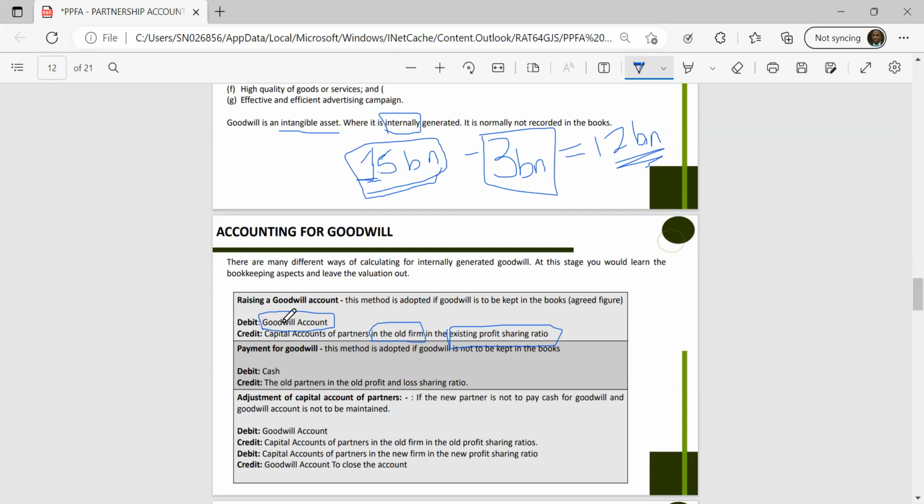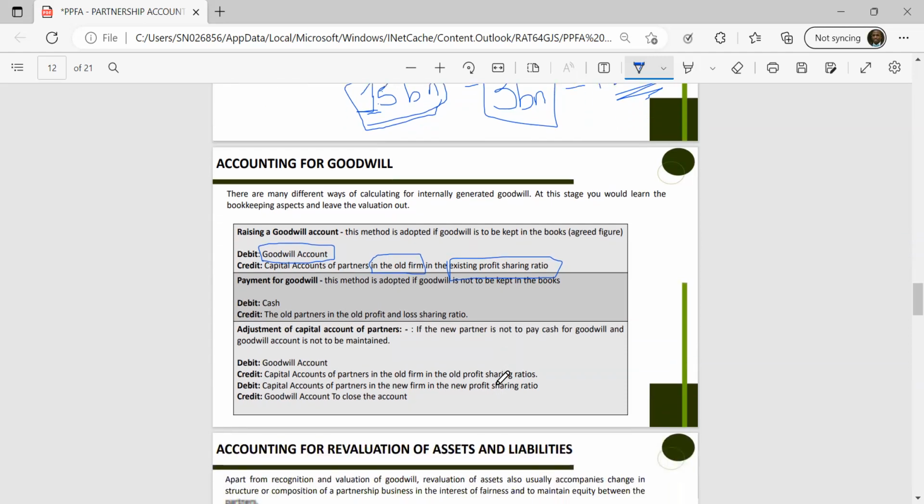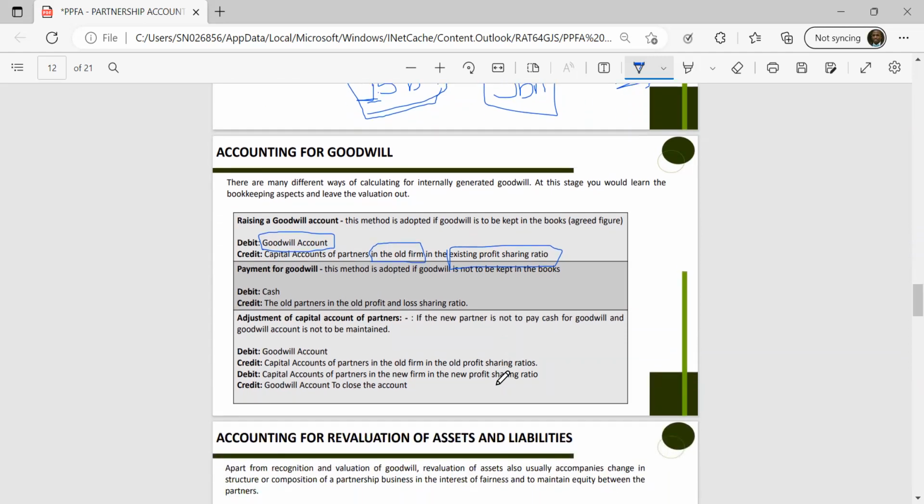So you debit cash instead of debiting the goodwill account, and you credit the old partners in the old profit and loss sharing formula. But there are sometimes where you need to make adjustment of capital accounts of partners. For example, if the new partner is not to pay cash for goodwill, and goodwill at the same time is not going to be maintained on the account, he's not paying cash directly. He's paying for his own stake in the business, and the business already has a goodwill.